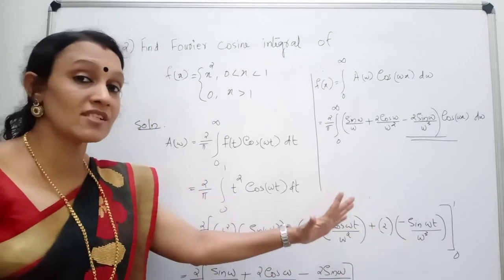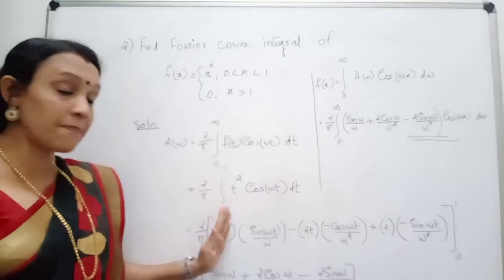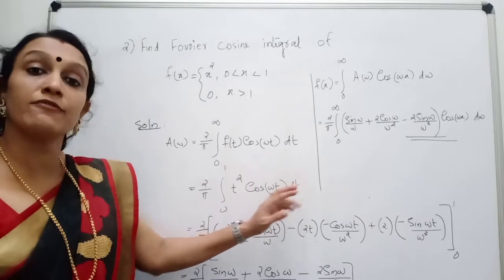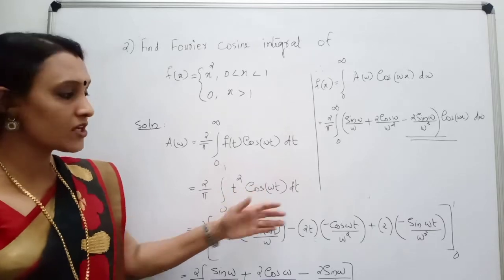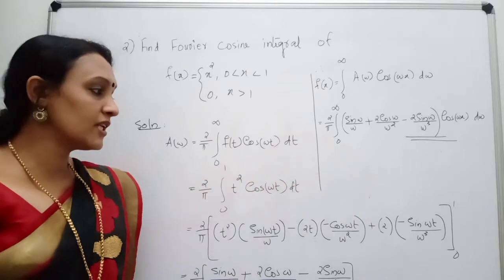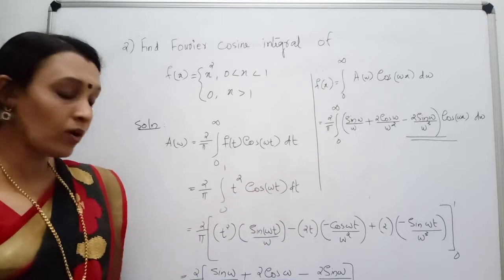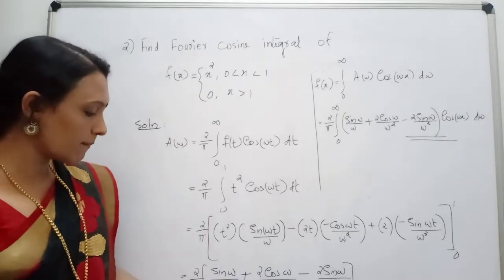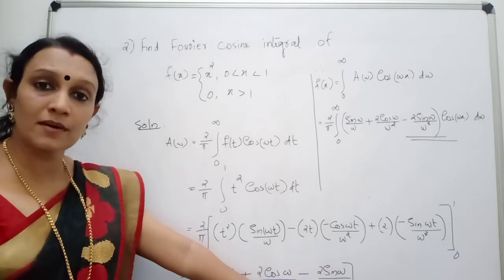And I told you, don't simplify and write each and every term in separate brackets. After the integration process is over, if you want, we can do simplification. In this case, we don't want to do any simplification. Directly, you can put the limits. So integral from 0 to 1, substitute upper limit and lower limit. On substituting the lower limit, everything is 0. On substituting the upper limit, we have 2 by pi times sin omega by omega plus 2 cos omega by omega square minus 2 sin omega by omega cube.